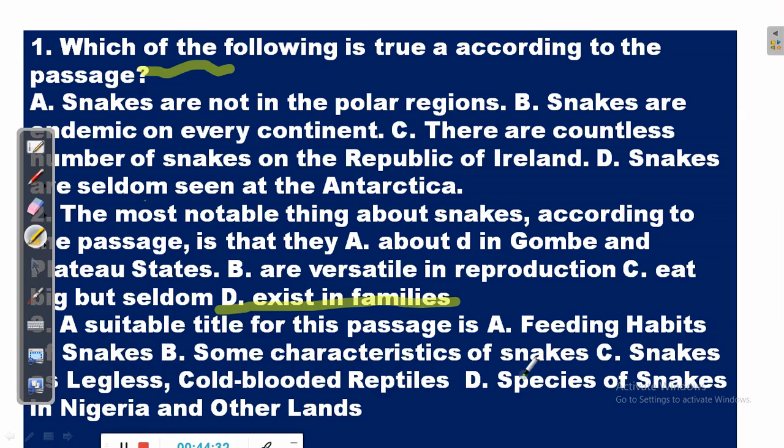B, some characteristics of snakes. I think this is more, this tallies more with the idea of the real subject matter, what the whole passage is about. The other one gives us something for a subtitle. One aspect of the passage is the feeding habits of snakes.